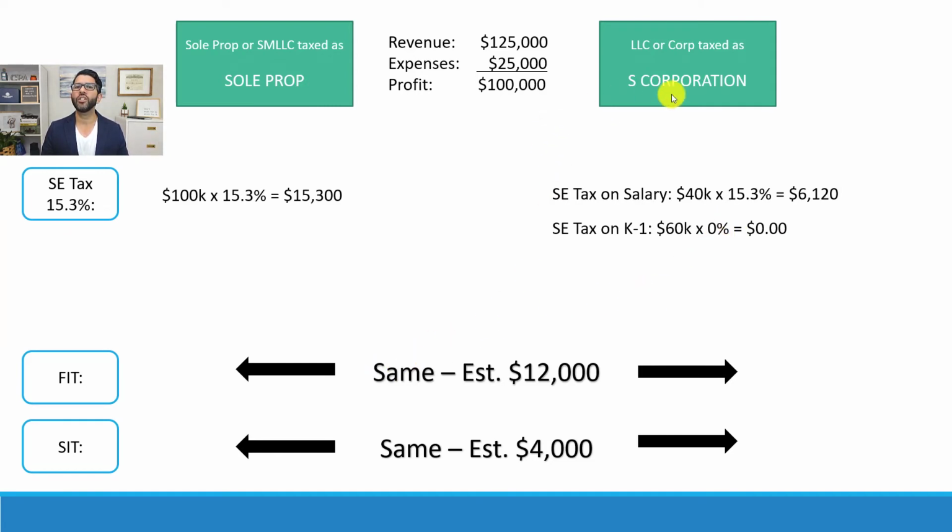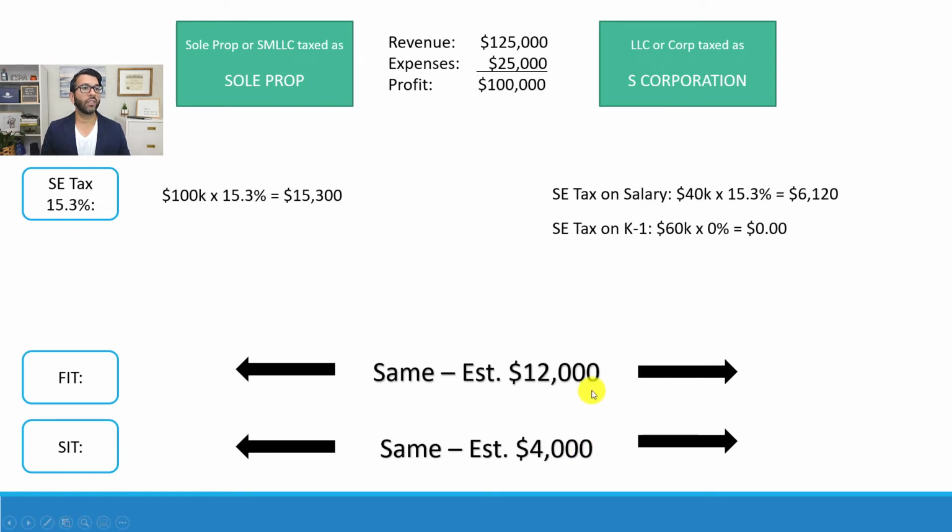What does an S corporation pay in terms of federal and state income tax? Well, it's the exact same thing. When you are an S corp, this salary flows into your personal tax return. This distribution flows into your personal tax return. And that's where you pay the same taxes, or very similar taxes, that you would pay as a sole proprietor. So it's $12,000 and $4,000 respectively.